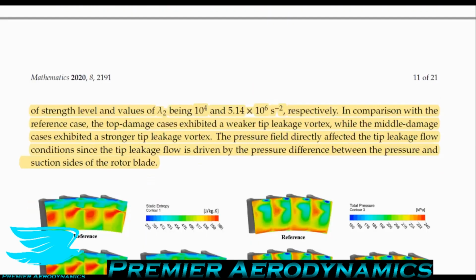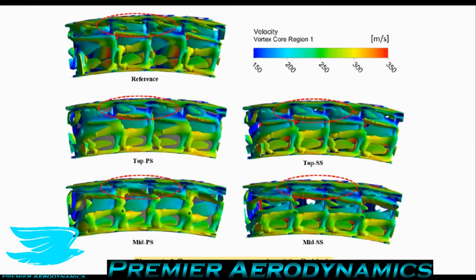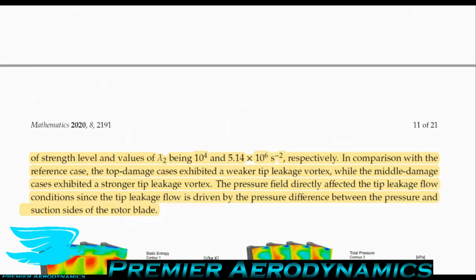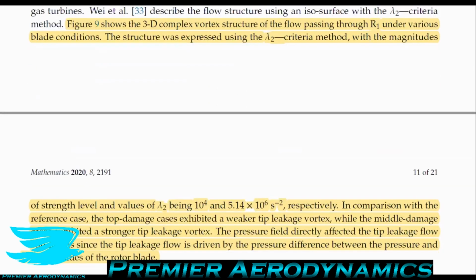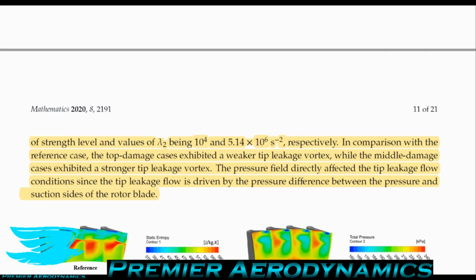So figure 9, they have some isosurfaces showing the vortex that occurs at the wingtip section. And what they noted was that they actually used a lambda 2 case to determine where these vortices were, which is quite nice. I'm a big fan of lambda 2. They say that in comparison with the reference case, the top damage cases, so the damage near the wingtip, exhibited a weaker tip leakage vortex, while the middle damage cases exhibited a strong tip leakage vortex, which is quite interesting.